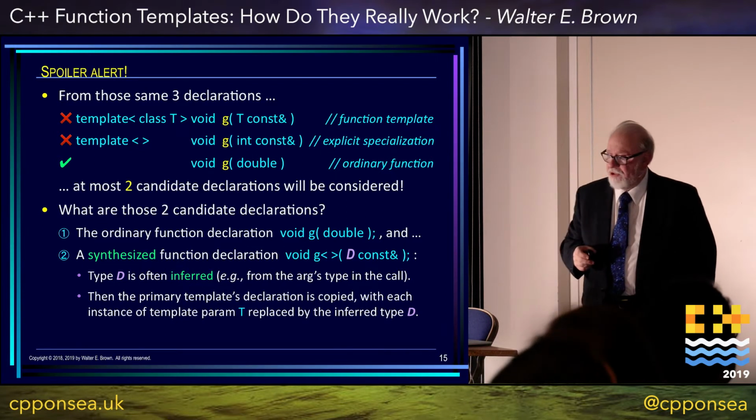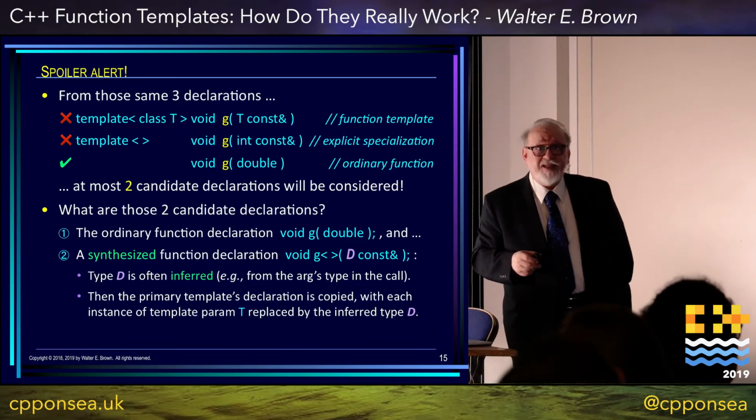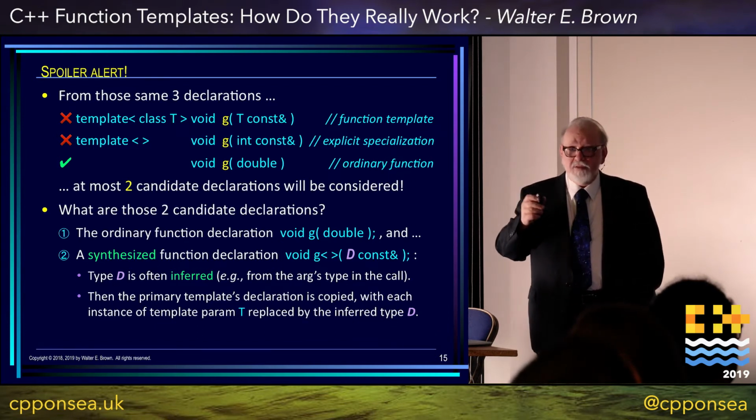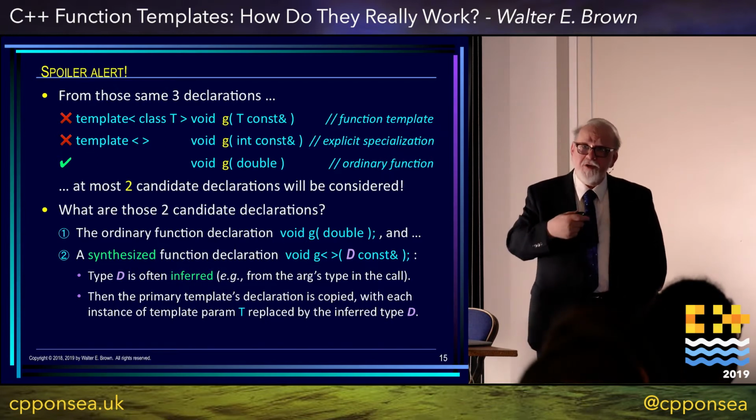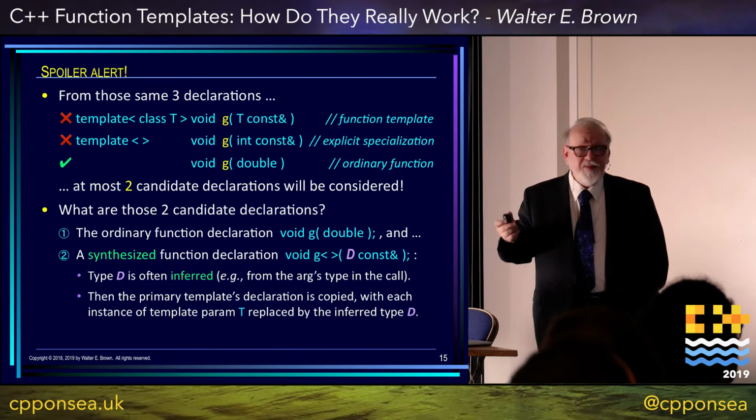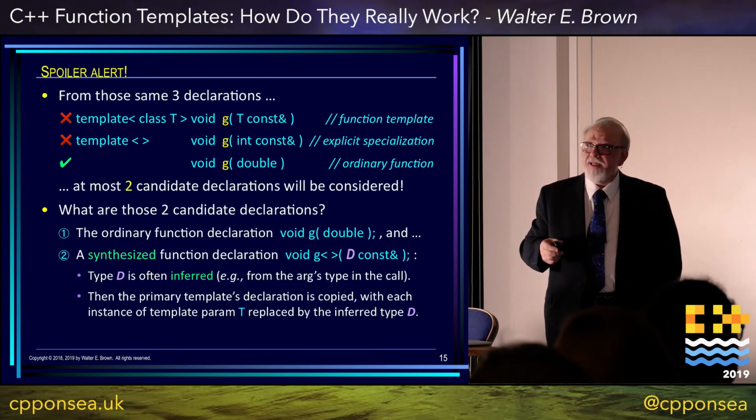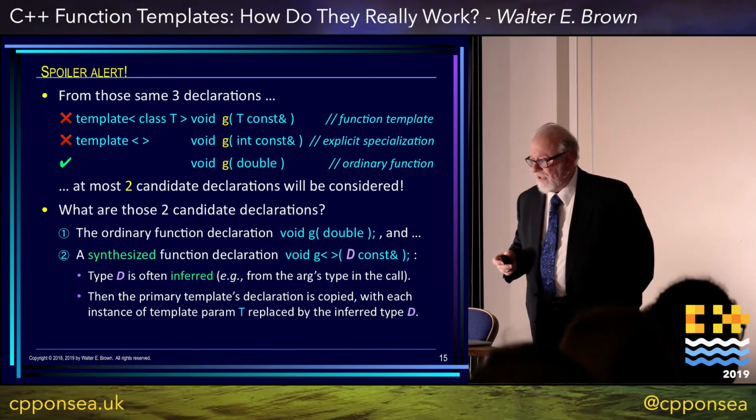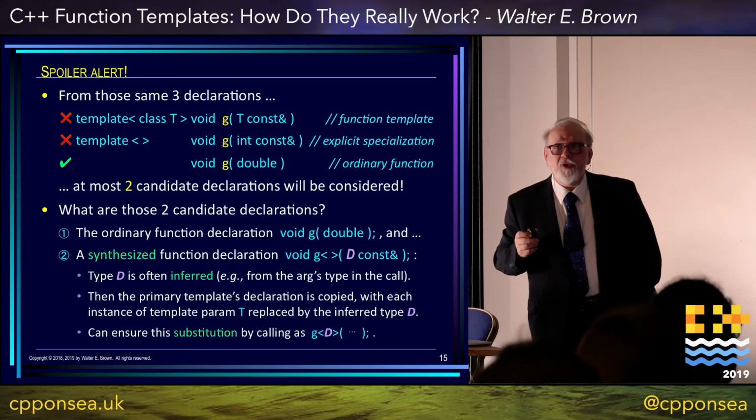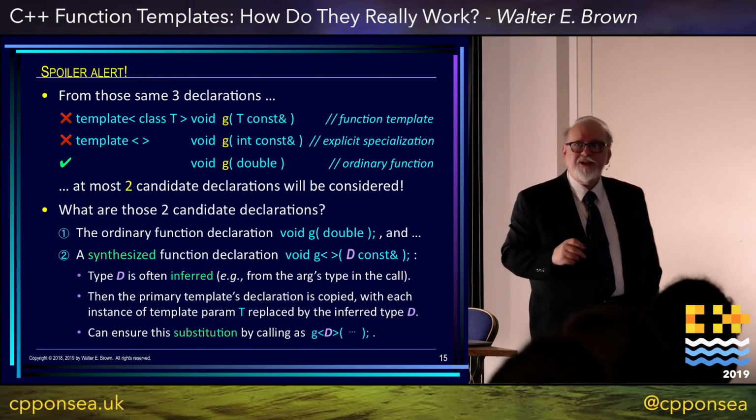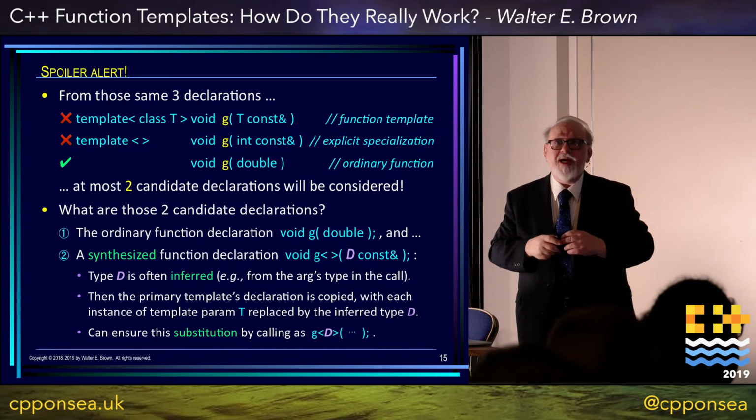And after that happens, the primary template's declaration is copied, and then every instance of the template parameter T will be replaced by that inferred type, which I've here named D. Now, D could be int, could be double, could be float, could be std::string, could be your type, my type, etc. Whatever it is, that's the declaration that's going to be synthesized. And you can ensure the substitution of your choice by using that syntax in your call, because inside the angle brackets, you can put your type.